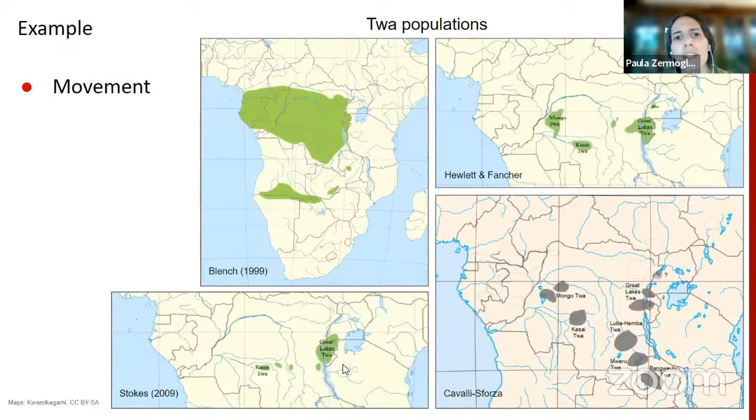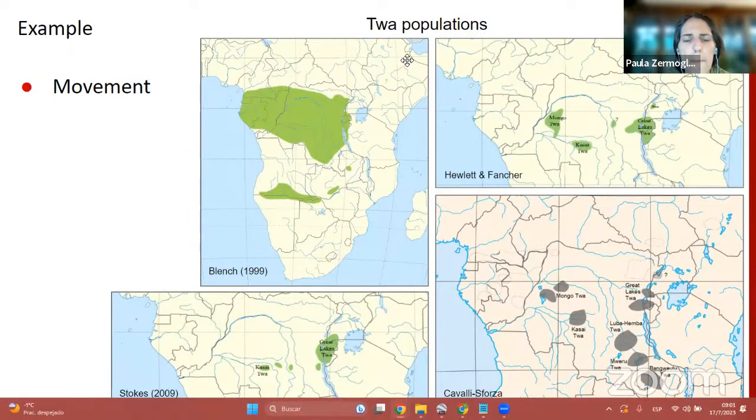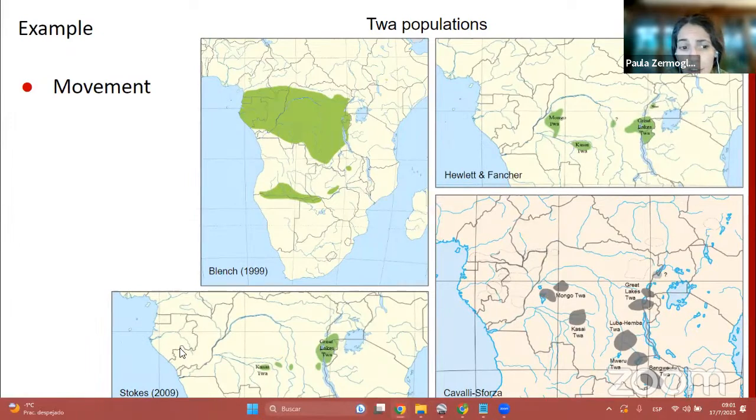And finally, we have the issue of movement. In these maps, I show you the distribution according to different authors. Each of these authors suggested a distribution for the Twa populations. You can see that each author suggests that the Twa people live in completely different areas. The Twa are populations that move around, and that might explain why the authors are not so sure where they actually live.